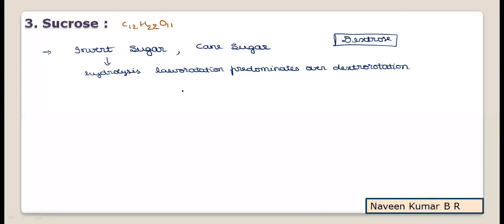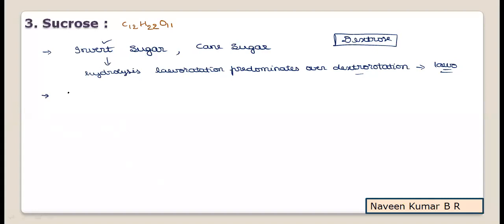After hydrolysis, as the levo-rotation predominates over the dextrorotation, it will become a levo-rotatory sugar. Hence, the solution will rotate the plane polarized light towards the left-hand side. As the configuration is inverted, what was dextrorotatory earlier as a whole compound will, after its hydrolysis, form a levo-rotation. So it is called invert sugar.